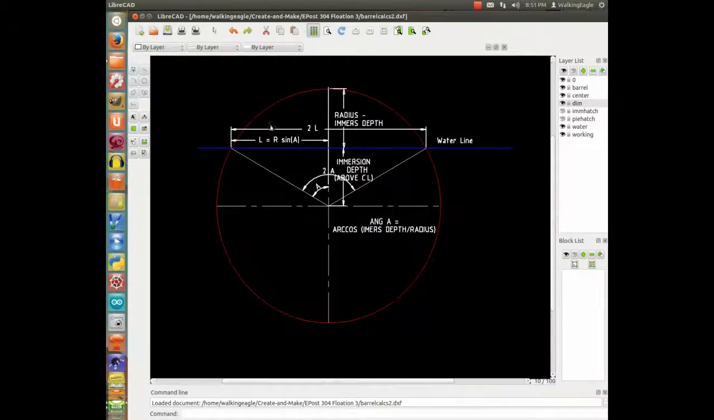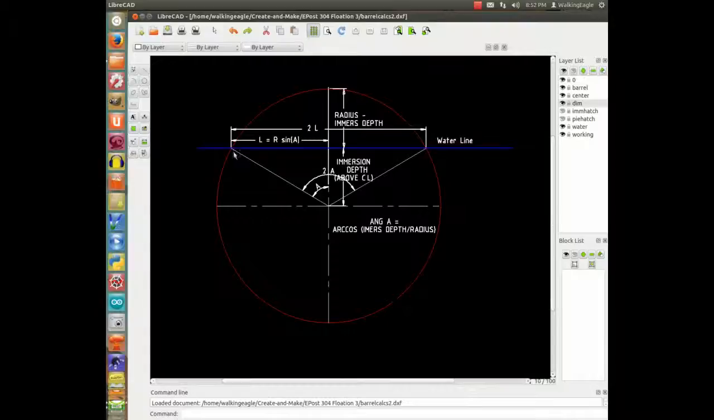And then we take 2L, and that will give us the base of the triangle. The area of a triangle is 1/2 times the base times the height. And we know what the immersion depth is above the center line, so that's the height of the triangle. So we multiply those together, divide by 2, and that gives us the triangle area.